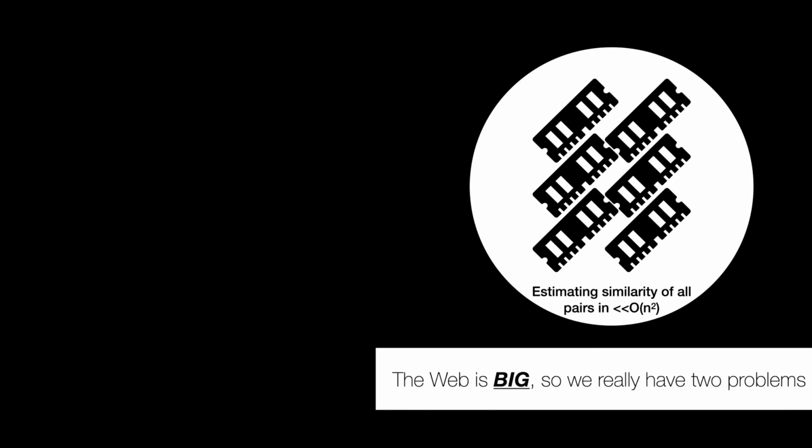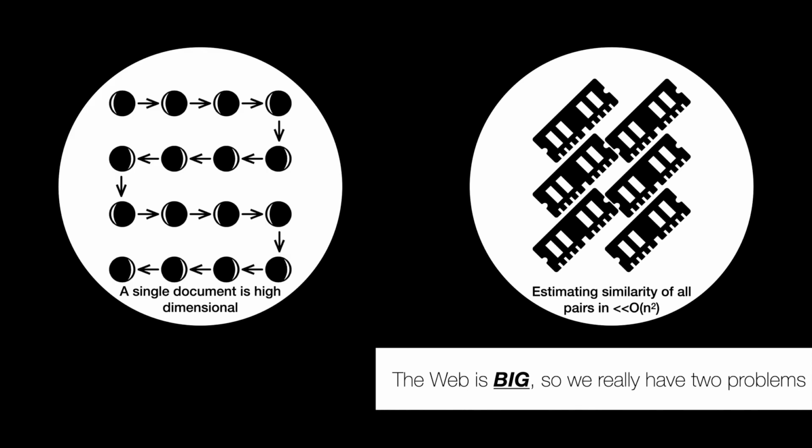When we talk about evaluating similarity, we can't do this for all pairs for the reasons I mentioned, but we also have the additional problem that documents, or elements in our data set, can have many columns or many features of interest. So these become really high dimensional data elements.